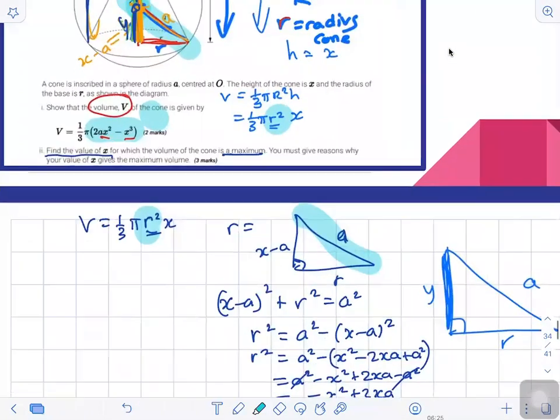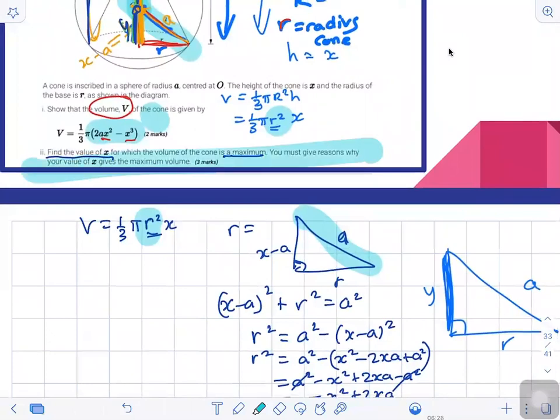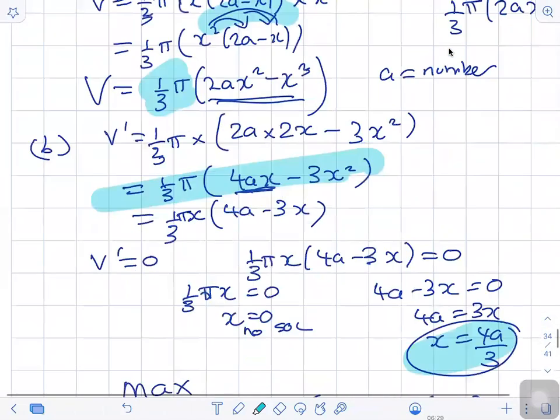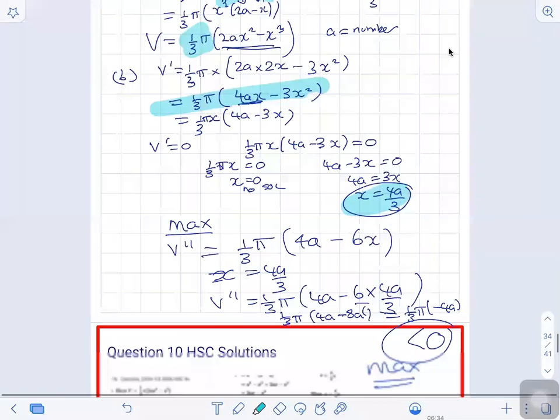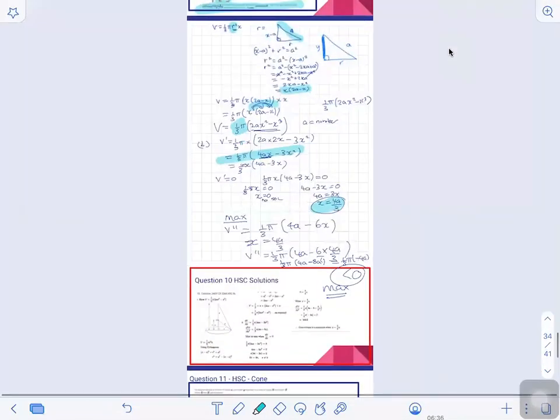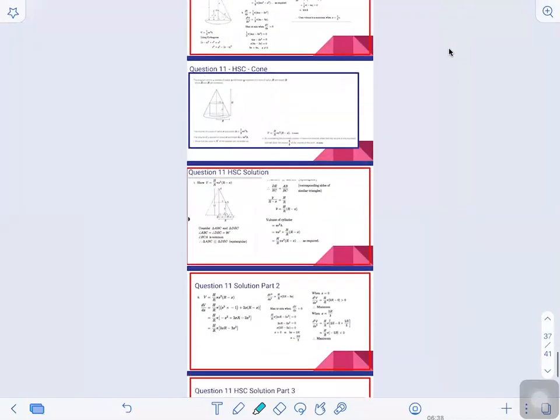So the question says to find the value of x for which it is a maximum. So we've done that. And it's in terms of a, but remember a is a constant. So there's your solution. Okay.